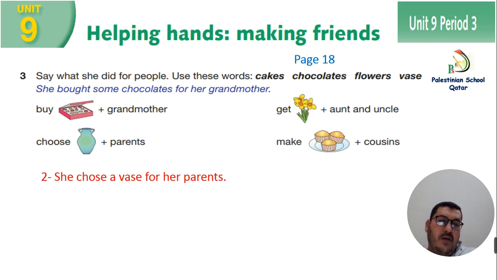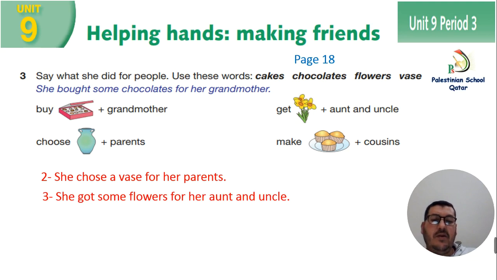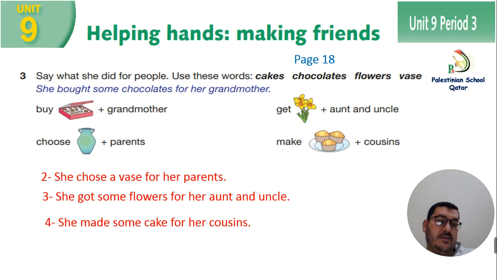Number 3, get flowers, aunt and uncle. Yes, she got some flowers for her aunt and uncle. And the last one, she made some cake for her cousins.